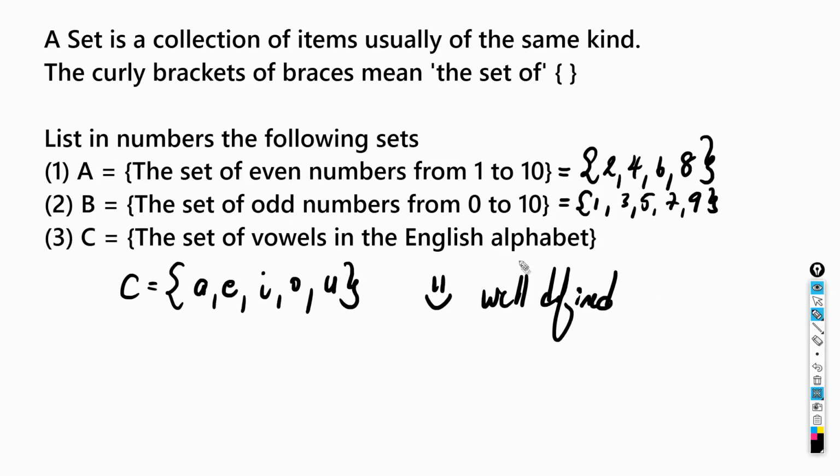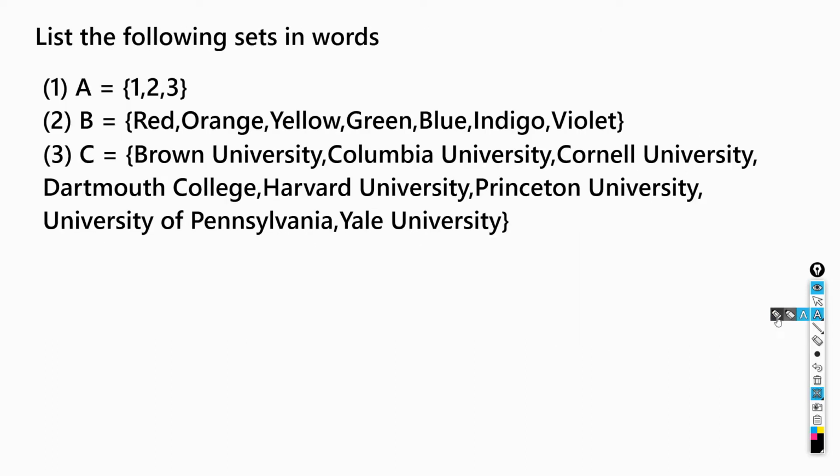Cool. So let's do another example now, guys. Let's look at this example here. It says list the following sets in words. For the first one, it just has A is equal to 1, 2, 3. So let's list that in words.